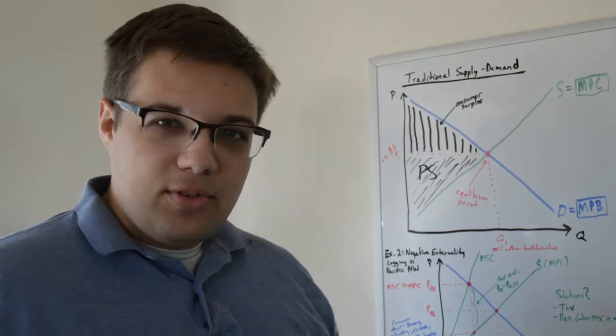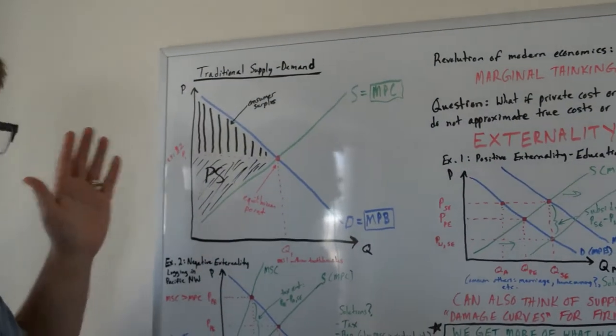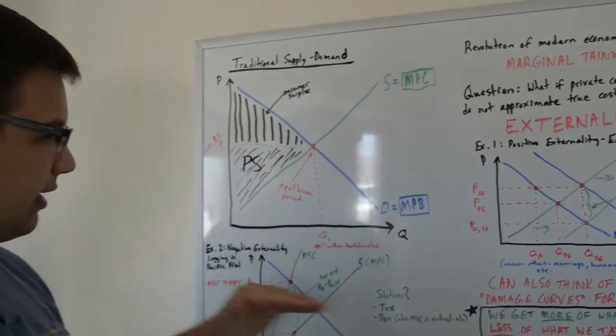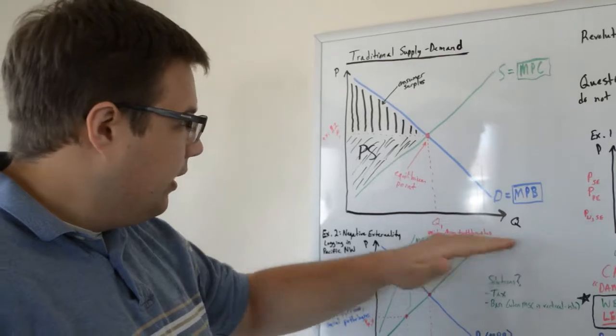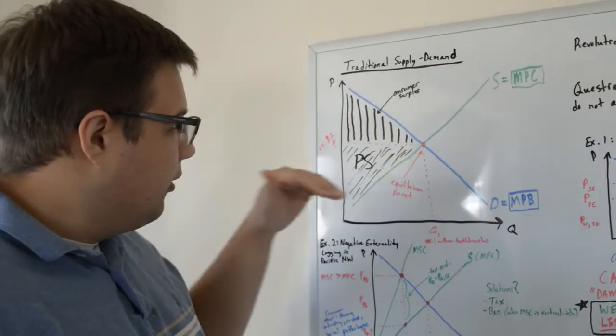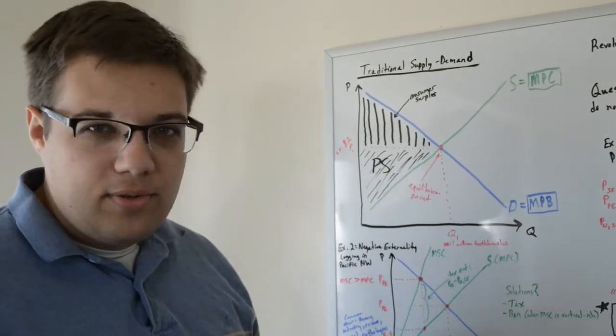But first of all, just some Econ 101 here with this graph. So this is a traditional supply-demand graph. On the y-axis we have price, on the x-axis we have quantity. And then in green we have a supply curve, and in blue we have a demand curve. The demand curve is downward sloping because there are diminishing marginal returns to consumption.